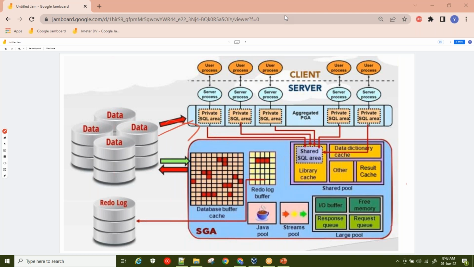And again, it's based on the session ID, as I said. It's not based on users. So if the session IDs are different, different private SQL areas will be created.